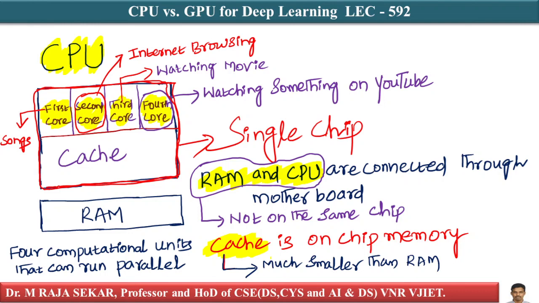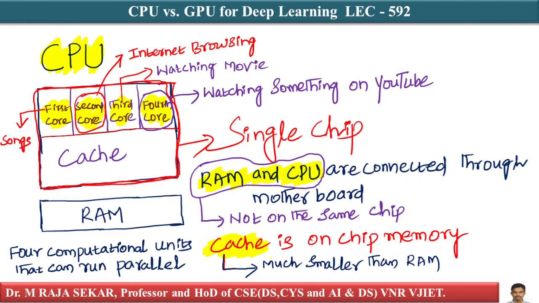So the closer you are to each of your cores, the faster the access. This cache is very close to all the cores. Since the cache is close to the first core, second core, and third core, the faster you can access that cache memory through the cores.